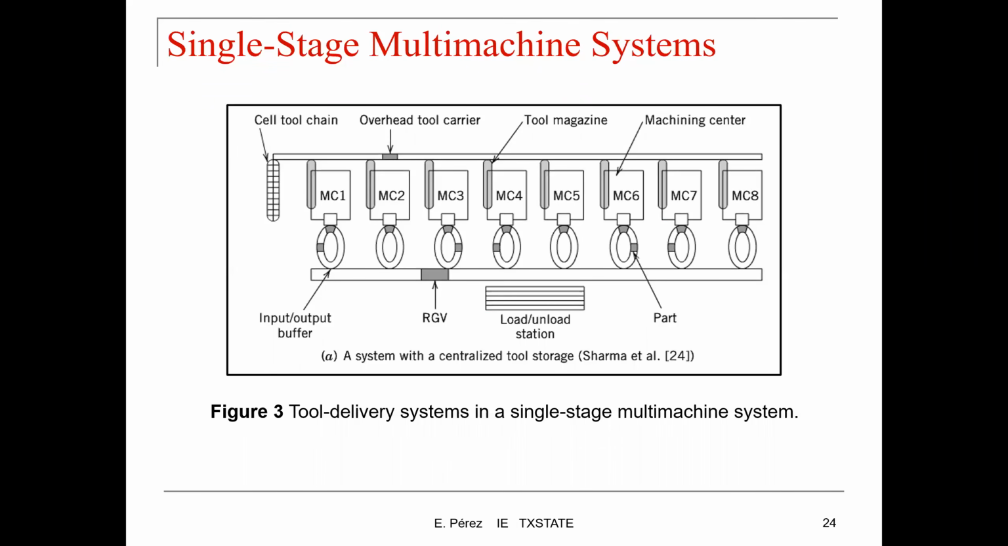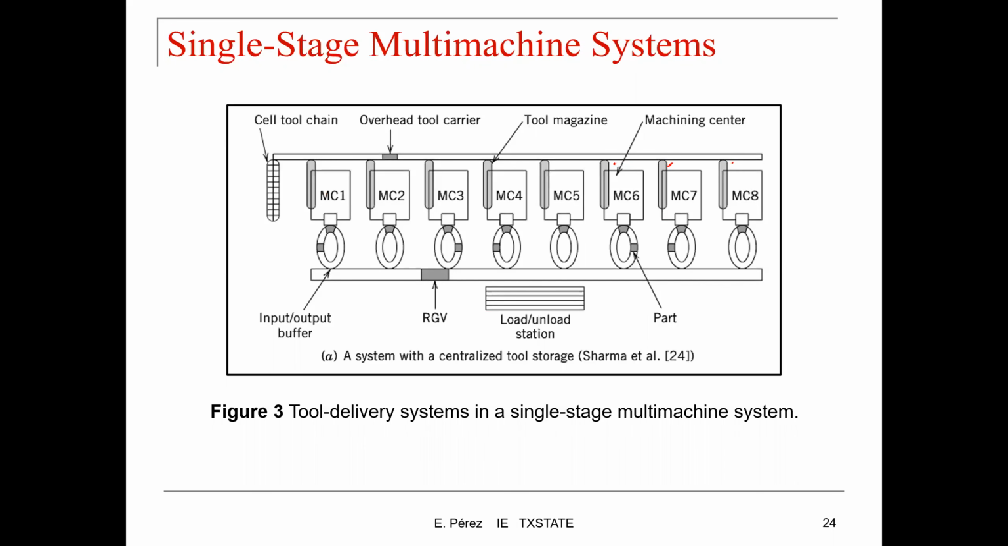So in figure 3, we have a tool delivery system in a single-stage multi-machine system. And this is a system with a centralized tool storage. And we have several machine centers, a total of 8. And those are the MC1, MC2, MC3 up to MC8. We have those gray parts here. Those are the tool magazines.